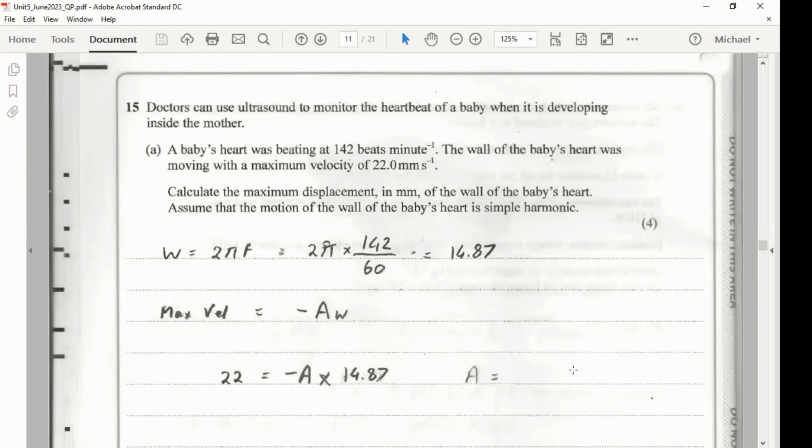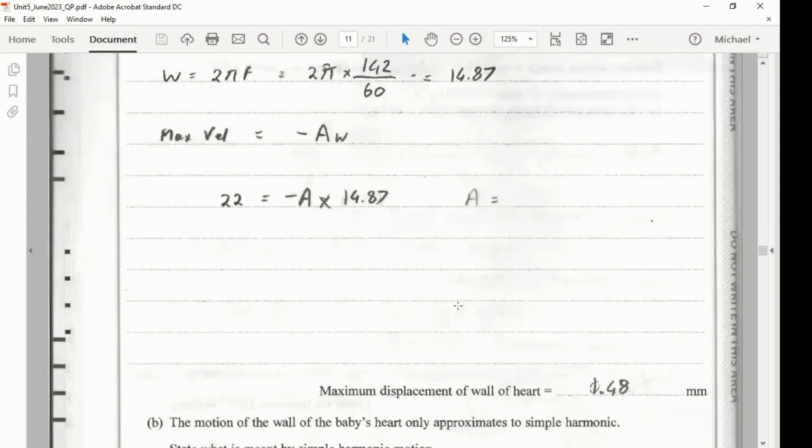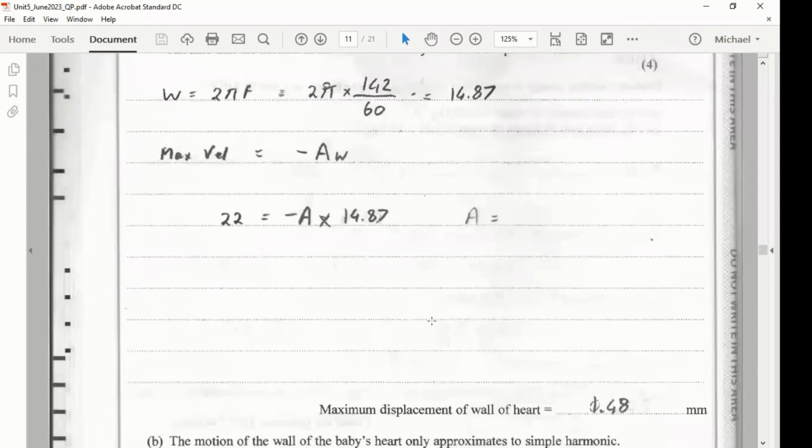Oh, hang on, 22 millimeters per second. Are we allowed to do that? Yes, we can do it in millimeters. Okay, 22 millimeters per second, and it's 1.48 millimeters. That sounds about right. Is that a reasonable number for a baby's heart? Yes, 1.5 millimeters.